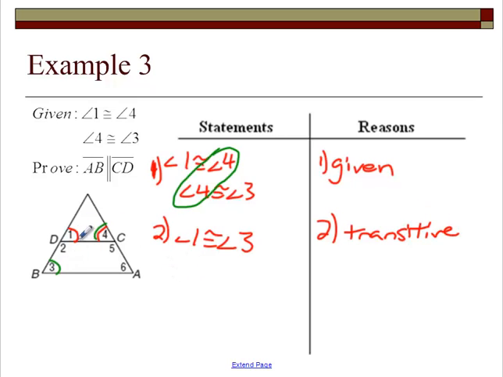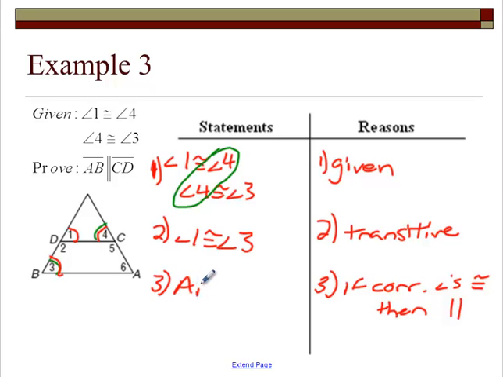Now that I know 1 and 3 are congruent, take a look at them. They're in the top right corner and the top right corner. Angles 1 and 3 are corresponding angles. So if corresponding angles are congruent, which they are, then we know that we have parallel lines. Then parallel. Well, that's what I was looking to prove. So AB is parallel to CD.